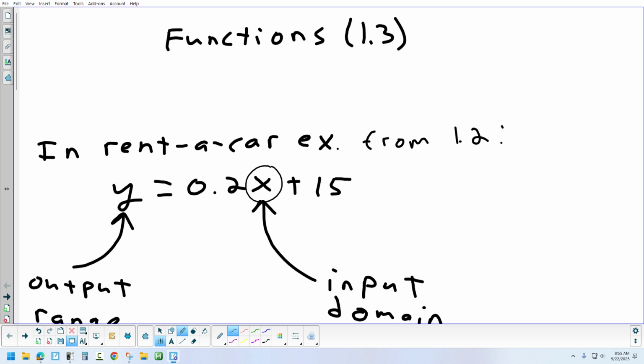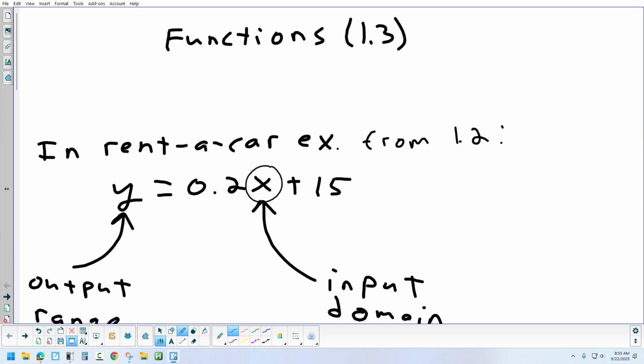Practically, it wouldn't make sense to drive what kind of number of miles? 0. You could drive 0. That might mean you just book the car, you pay for the reservation, but for some reason you never pick it up. You don't drive it. So you could drive 0 miles, but you couldn't drive negative miles, right?